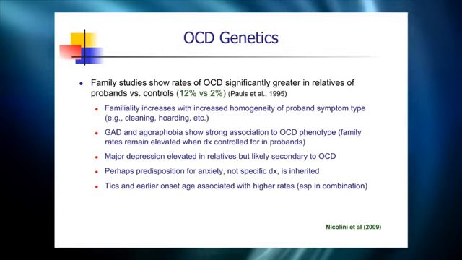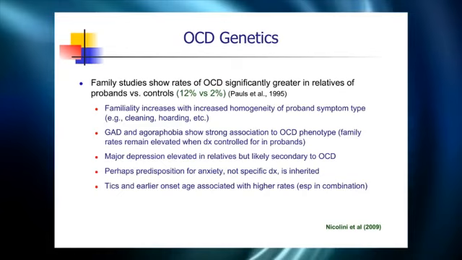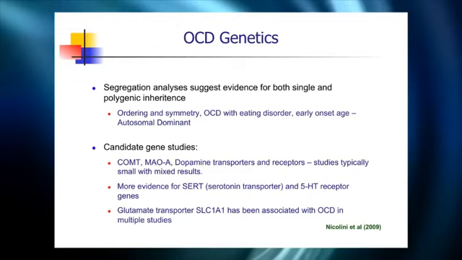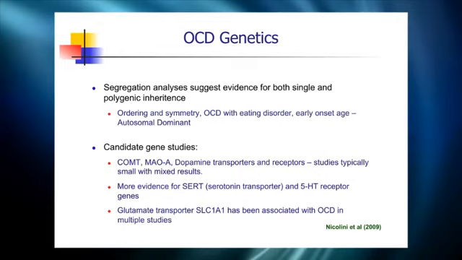The illness tends to run in families, showing significantly greater rates in relatives of affected individuals versus controls, about 12% to 2% in this one study. There's some evidence that maybe up to 25 to 40% of children or individuals with OCD will have family members that have some symptoms as well.